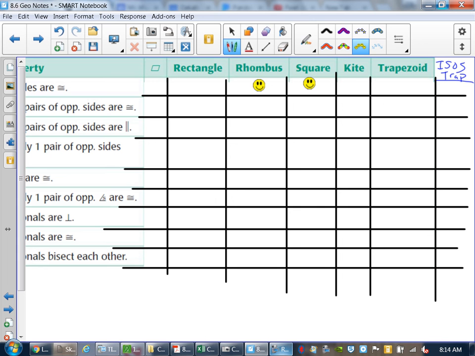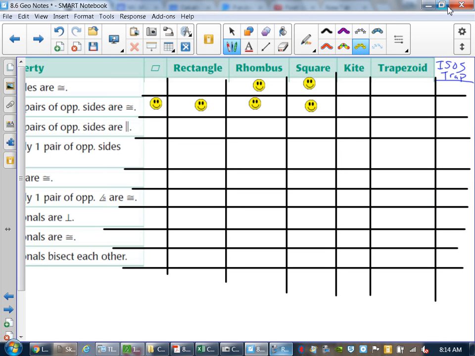Rhombus and... All right, so I hear if it's a parallelogram, then what else is a parallelogram? Rectangle, rhombus, square. All of them have it. No, trapezoids only have... a trapezoid can have one set of congruent sides, but not both sets.